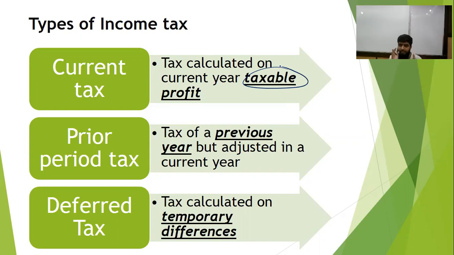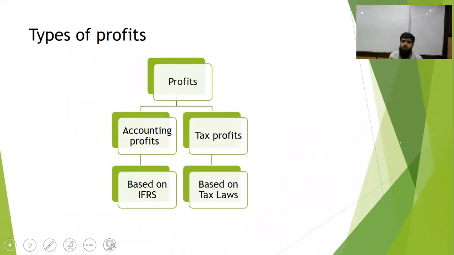Current tax means the tax which is calculated on your current year taxable profit. Okay, let's first of all understand what is taxable profit. In order to understand taxable profit, let's find out the two different profits. Profits could be divided into two categories, the accounting profit and the tax profit. Now, what is accounting profit? Accounting profit is the profit that is calculated on the basis of IFRS, the International Financial Reporting Standards. Whenever we prepare the accounts of a company, we do follow IFRS.